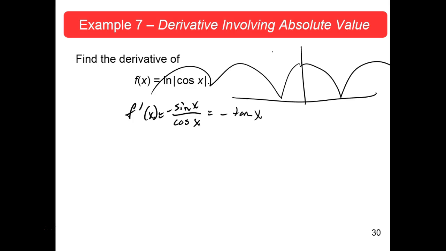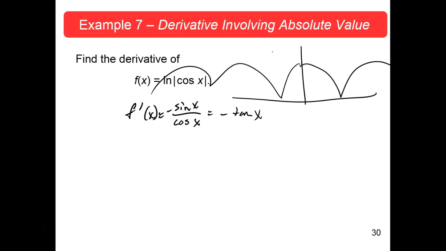And tangent x is not defined for any half pi. Absolutely. As soon as you do 1 over cosine x, you have to eliminate all the half pi's. So that's taken care of, no problem. So the derivative is minus tangent x.